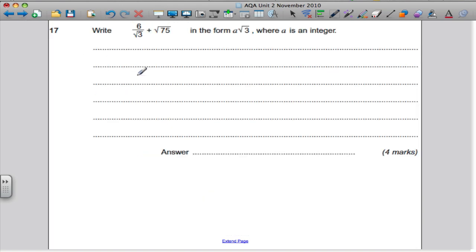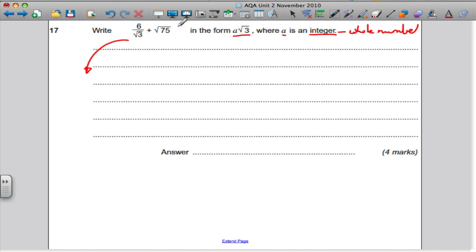Okay, nearly there. Question 17. Write the following in the form a root 3, where a is an integer. Integer means whole number. Just follow your nose here. I would suggest you just follow your nose. There are different ways of doing it. I'll show you one way over here.